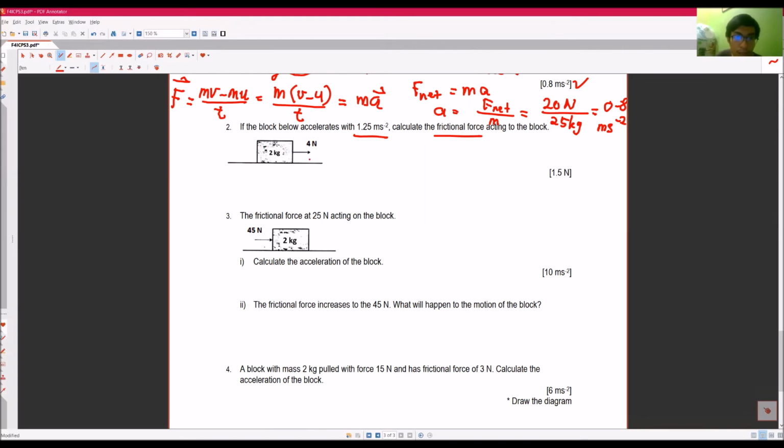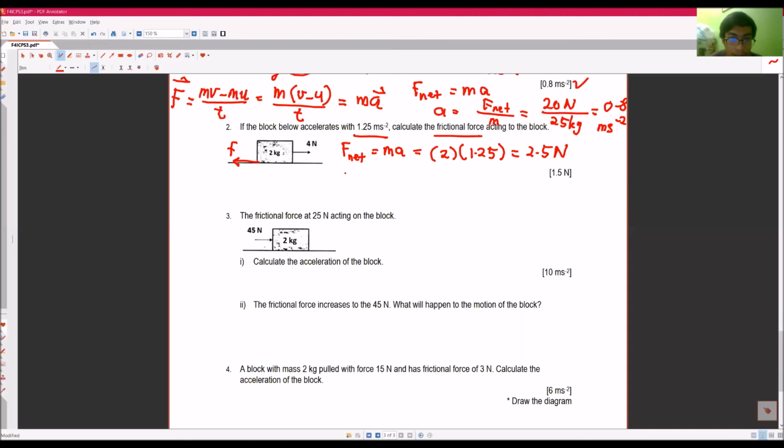the block. So actually, we have only one force shown on the diagram, but if the box moves with acceleration, then there exists frictional force, opposite to the movement. So we can say that F net equal to MA. So we calculate F net first. M is the mass, A is the acceleration, and then we get 2.5 Newton. So that is the net force.